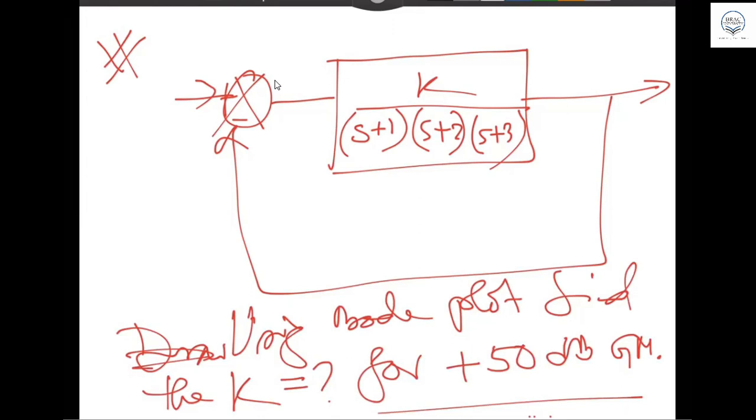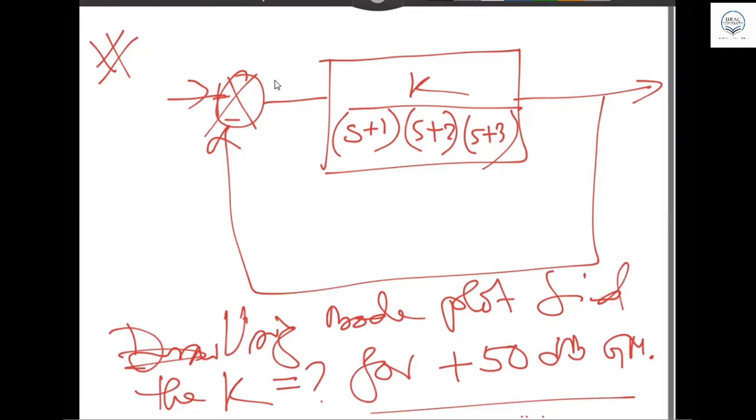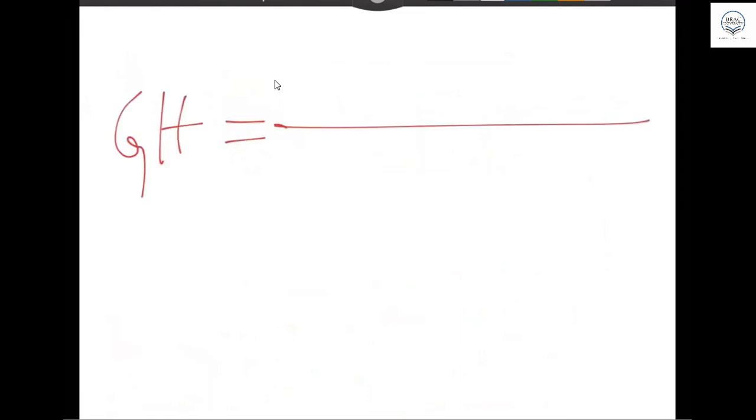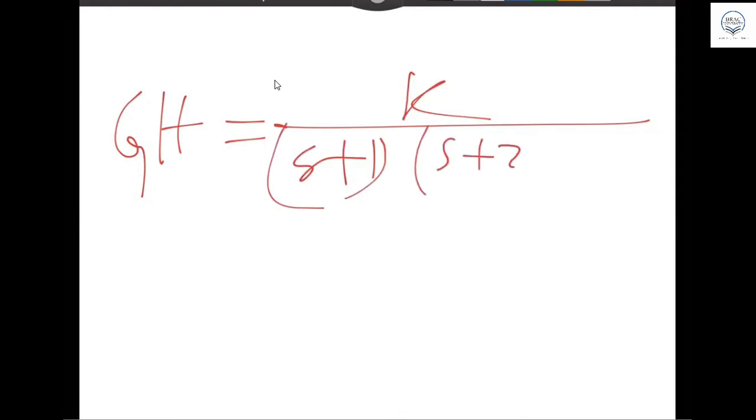Understand the question. I'll find the GH. Find the GH. Okay, fine. You should get the GH equal to K divided by s plus 1, s plus 2, s plus 3, because H is 1, right?